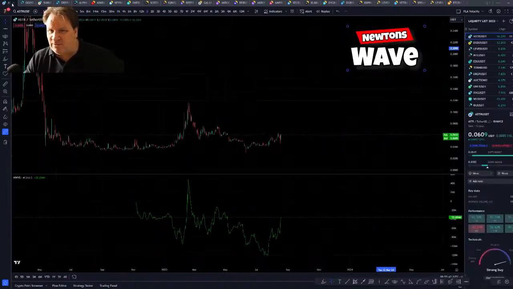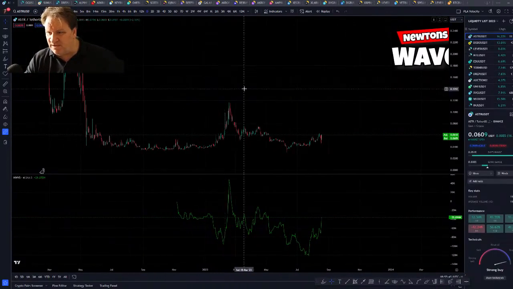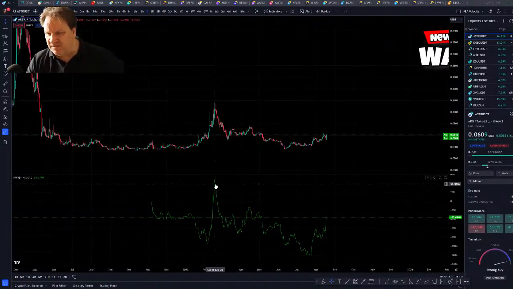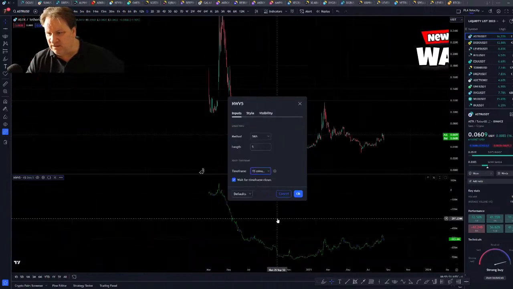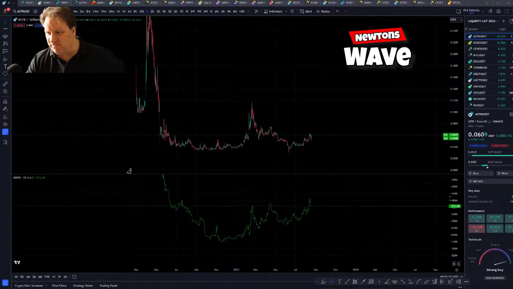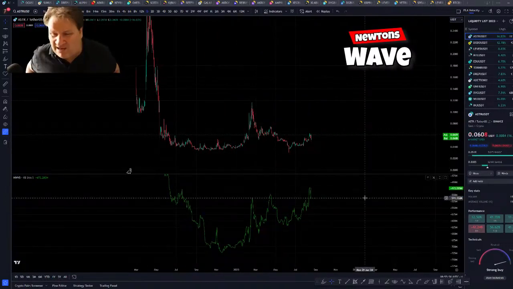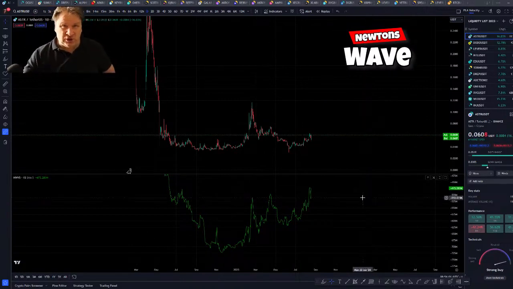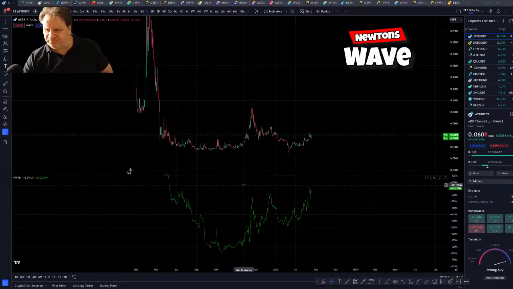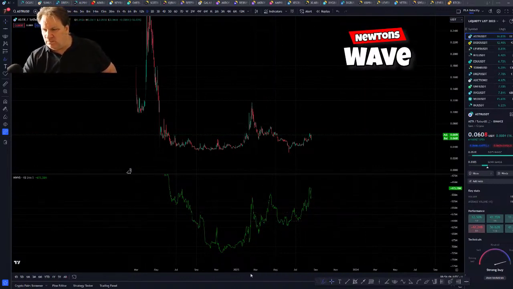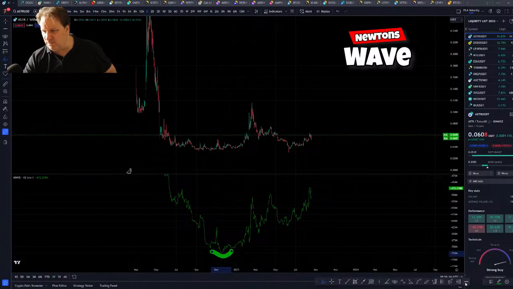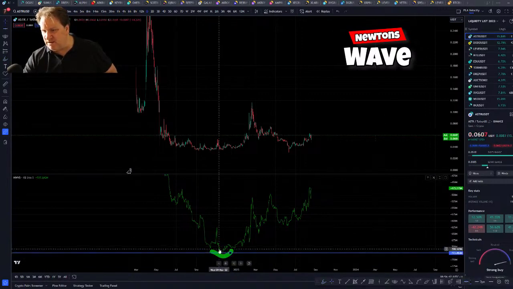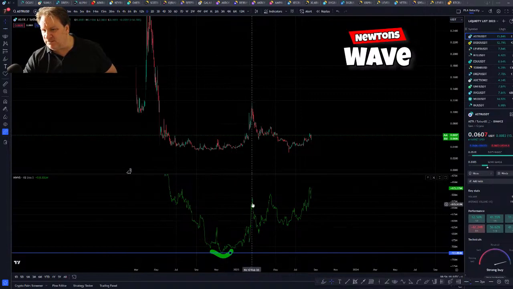So if we now go to ASTR, if I just change the time frame on here, this is Newton's wave. So again, when will ASTR pop and what's it going to go to? Well, let me show you. Newton's wave tells us that basically the withdrawal stopped here. So I'm going to put a line at the bottom. The withdrawal stopped there, and then basically loads of deposits were made.